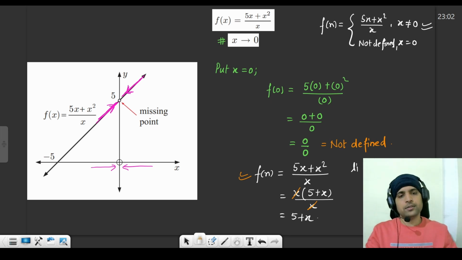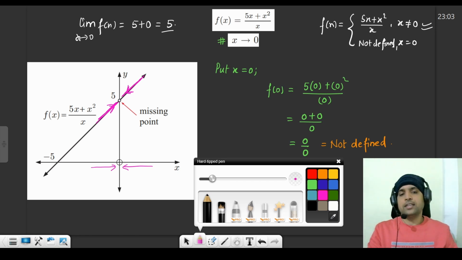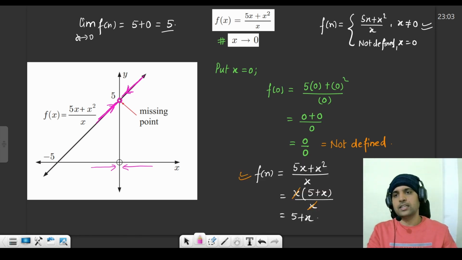Now if you calculate the limit of f of x when x is approaching 0, you can directly substitute the value: 5 plus 0, which is equal to 5. So the limit of this function as x approaches 0 is 5. Let me again repeat, the limit of f of x when x approaches 0 is 5. But the function is not defined at x equals 0. It's a circle here. The function has got no value at x equals 0. So that is the beauty of limit, which is the first starting point of calculus.